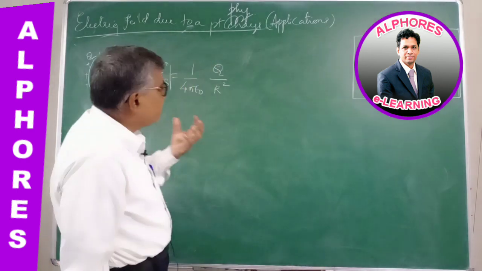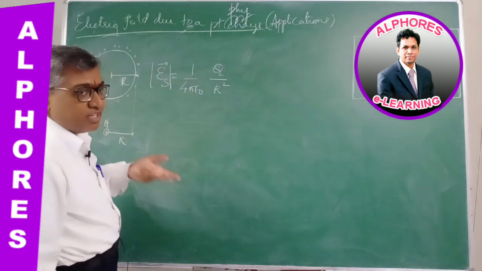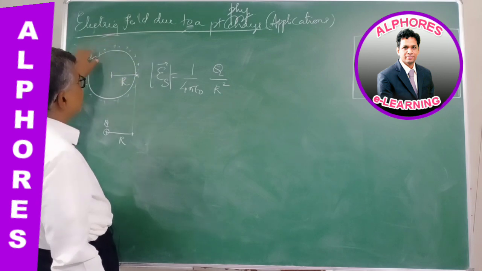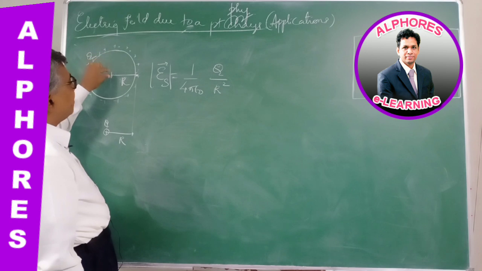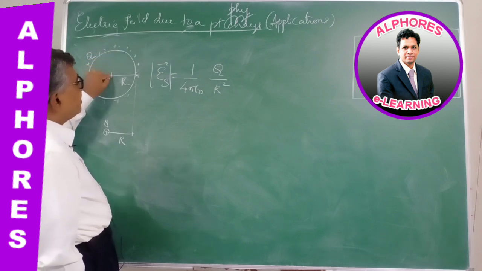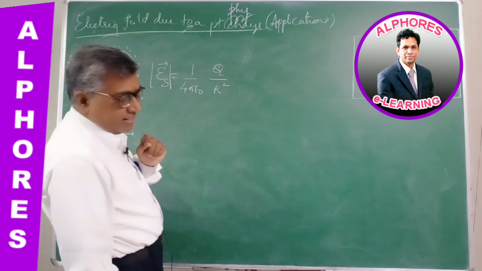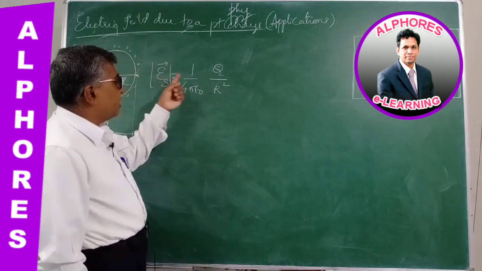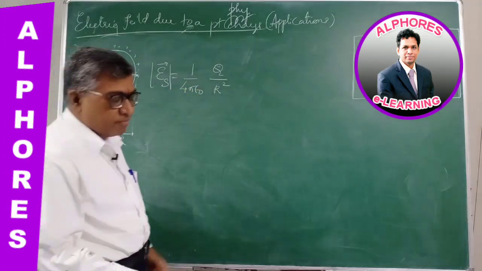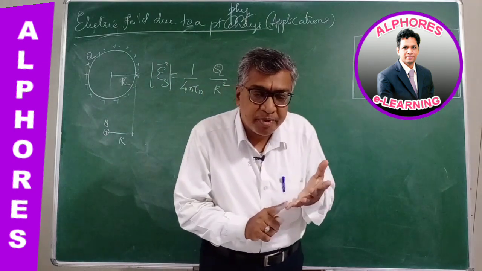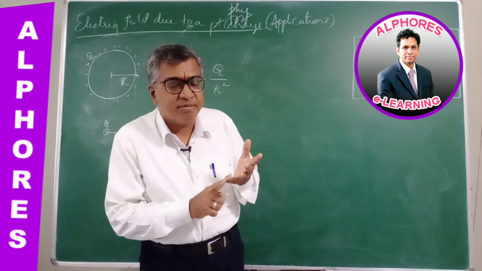Similarly, we can imagine all the charge at the center, but this is only possible when the body is uniformly charged. When the body is uniformly charged, it seems as if all the charge exists at this point. So it behaves like a point charge. Considering it as a point charge, the field at distance R is 1 by 4 pi epsilon naught Q by R square. This is the electric field due to a charged hollow conducting spherical shell.